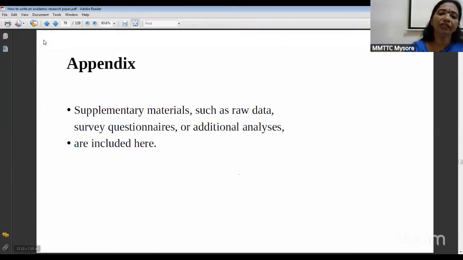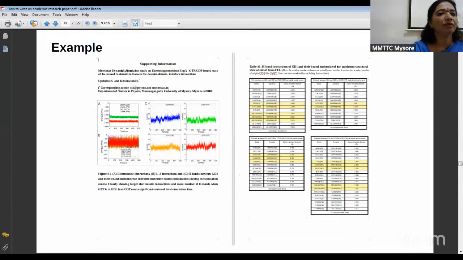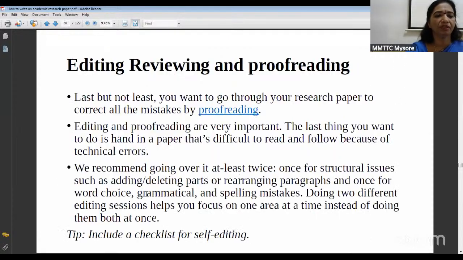So finally, the appendix. In the appendix, what you can mention is the supplementary materials such as raw data, survey questionnaires, or additional analysis which can be included here. Sometimes the materials or the analysis which we cannot put in the main text can be put as supplementary material. For example, you can see this is supporting information, a supplementary information, where we have moved some of the data into the supplementary. So this is also our paper. We have moved some tables and some figures into the supplementary material.